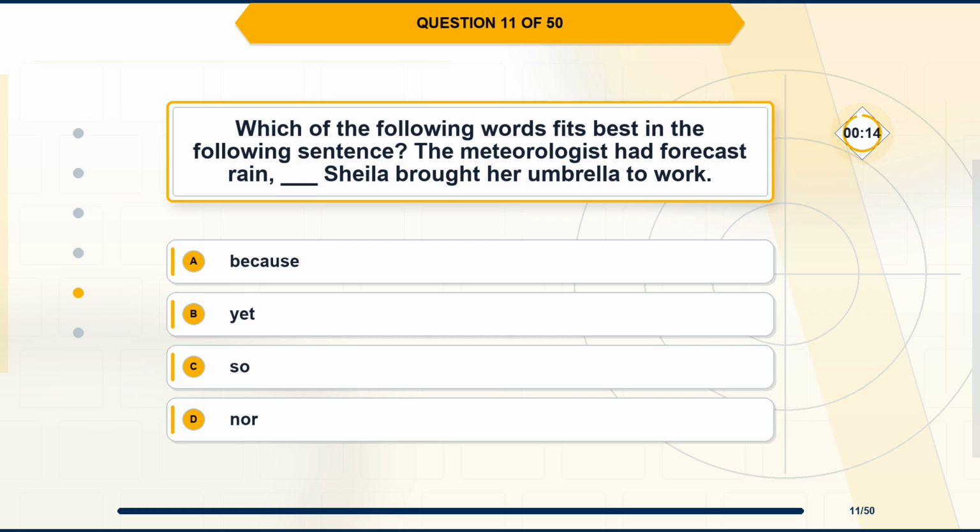Question 11. Which of the following words fits best in the following sentence? The meteorologist had forecast rain. Blank Sheila brought her umbrella to work. Option A. Because. Option B. Yet. Option C. So. Option D. Nor.